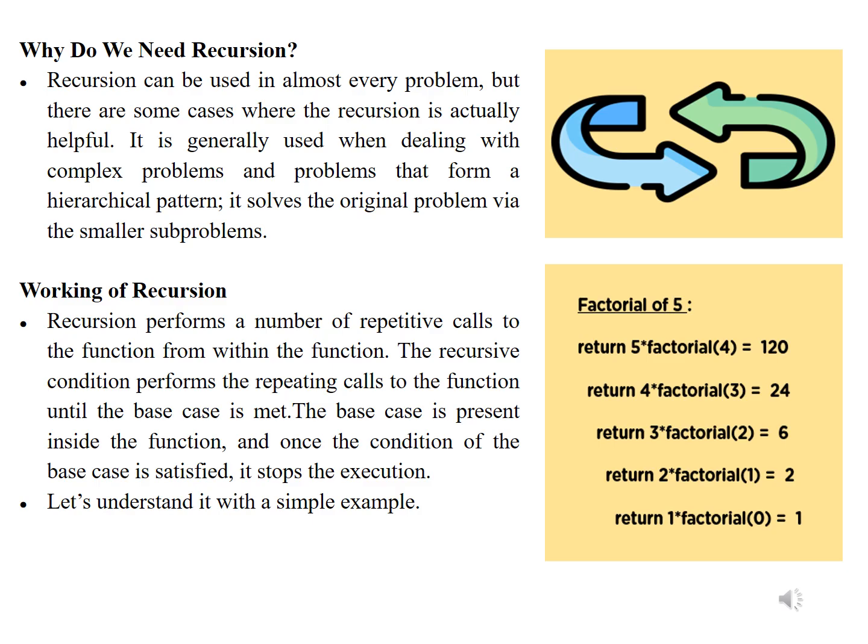So return 5 into factorial of 4, return 4 into factorial of 3, return 3 into factorial of 2, return 2 into factorial of 1, return 1 into factorial of 0. When n becomes 0, it will terminate. Then it goes up: 1 into factorial of 0 is equal to 1, 2 into factorial of 1 will become 2, then 3 into factorial of 2 will become 6, 4 into factorial of 3 will become 24, and 5 into factorial of 4 will become 120. Like this the program will be executed.